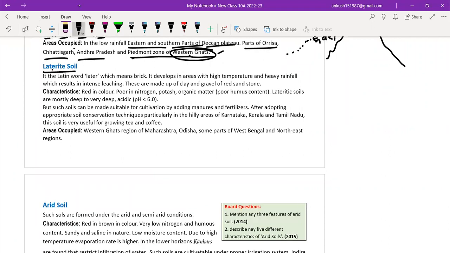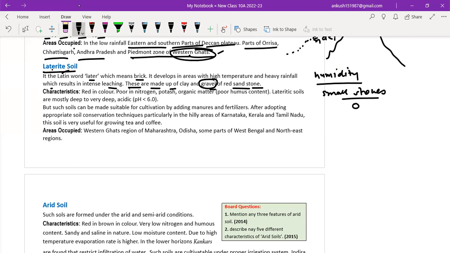Laterite soil. In the Latin word, later means brick. It develops in areas with high temperature and heavy rainfall, which results in intense leaching. If there is high rainfall with high temperature, what will be produced there? Humidity, isn't it? That is what is called leaching. So these are made up of clay and gravel of red sandstone. Gravel means small stones, which are generally round in shape.